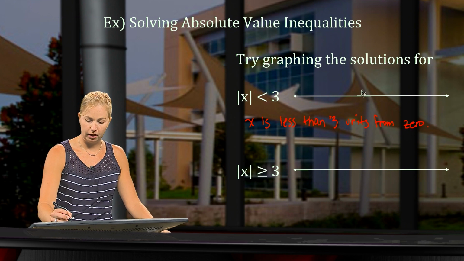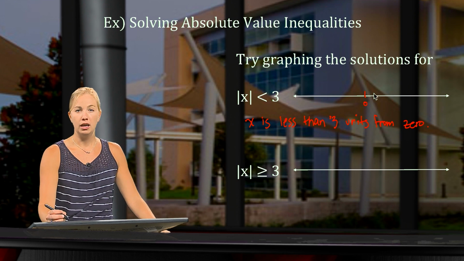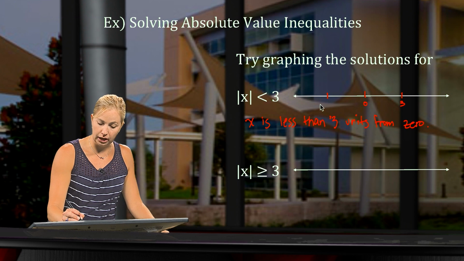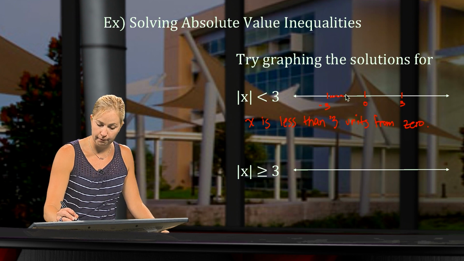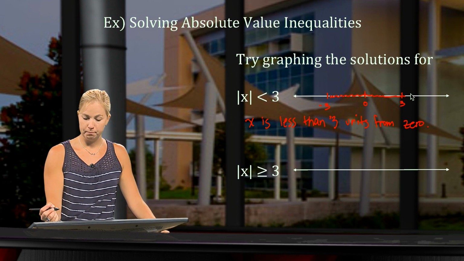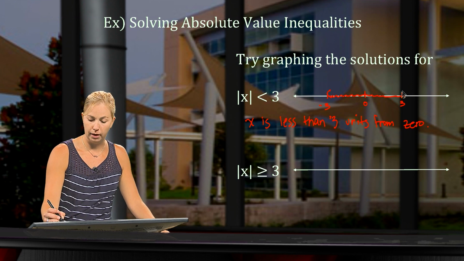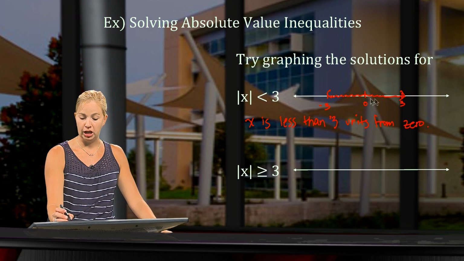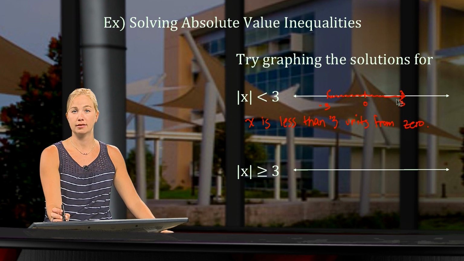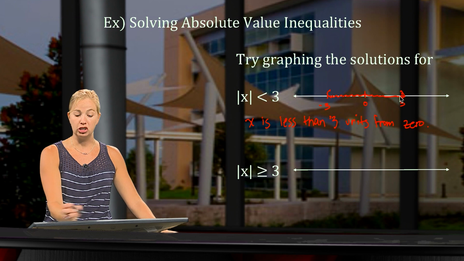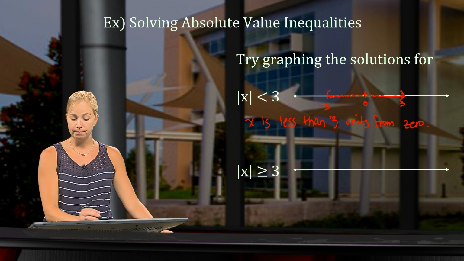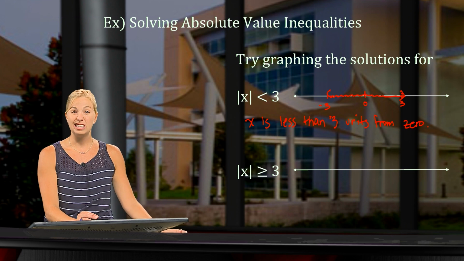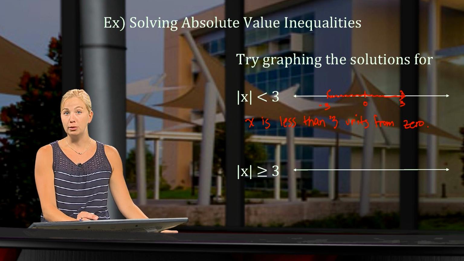So if I think about this on a number line, here's 0. If I'm less than 3, then I've got to be between 3 and -3. I'm not including my endpoints because it's strictly less than 3. So this shaded region is where my value of x lies. Anything in this shaded region is going to satisfy this inequality. If I've got the absolute value of x is greater than or equal to 3, this is saying that x is 3 or more units from 0.